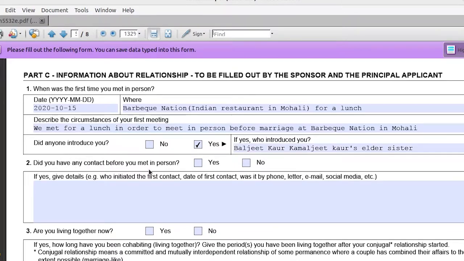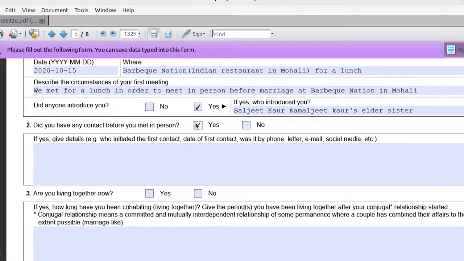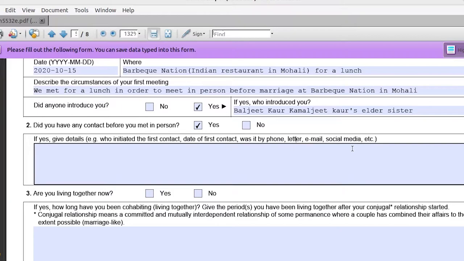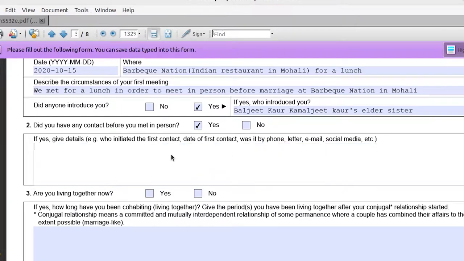Did you have any contact before you met in person? Yes, we had contact. If yes, give details. Who initiated the first contact? Date of the first contact? Was it by phone, letter, email, or social media? So you need to add the entire story of how your relationship started. If it is an arranged marriage, then you need to enter all the details: who initiated first, how you contacted each other, whether it was phone, letters, email, social media, Facebook, WhatsApp, whatever it is. So you need to enter all the details.